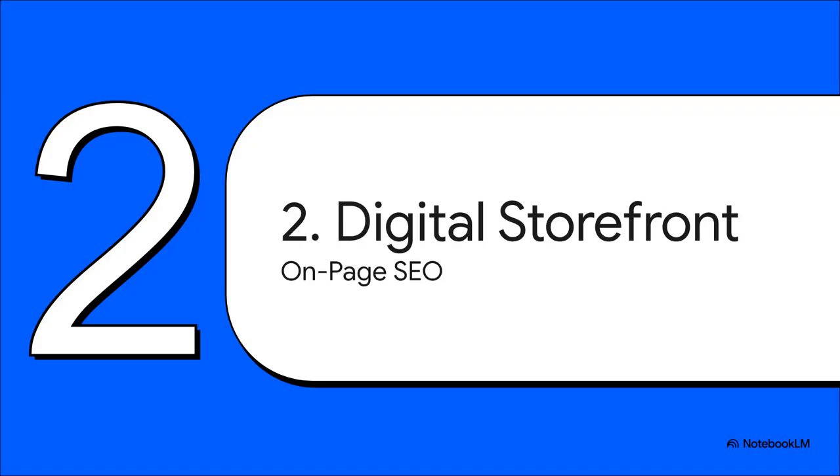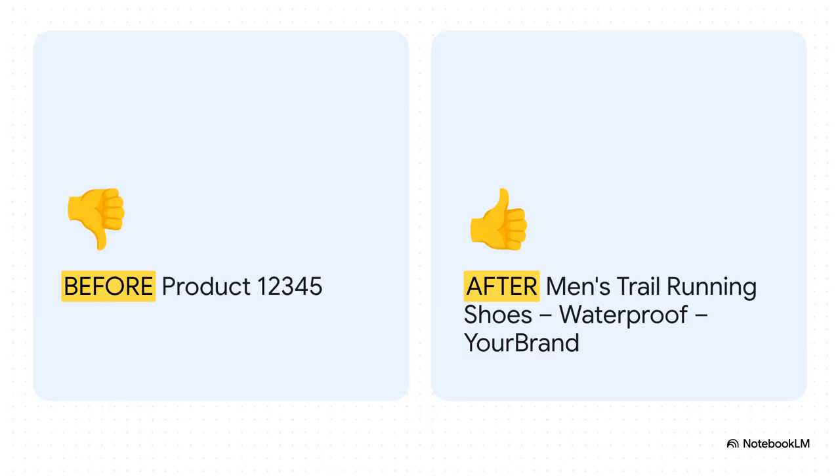Okay, foundation is solid. Now it's time to work on your digital storefront. This is what we call on-page SEO. It's your window display, your big flashy sign. It's all the stuff that convinces a potential customer to click on your store in the search results instead of the one right above or below it. Just look at the difference here. The before is product 12345. That tells a customer absolutely nothing. But the after, that's perfect. It tells you what it is, a key benefit, and the brand.